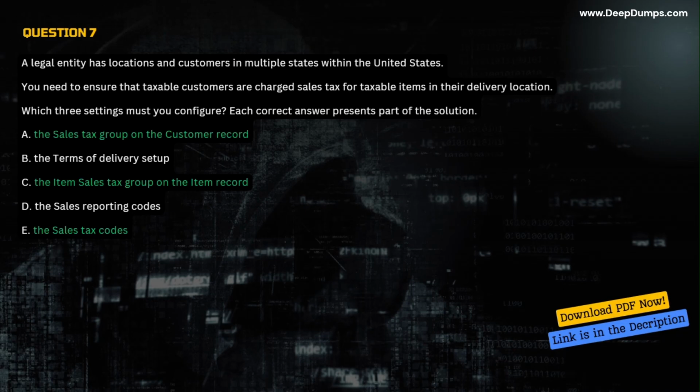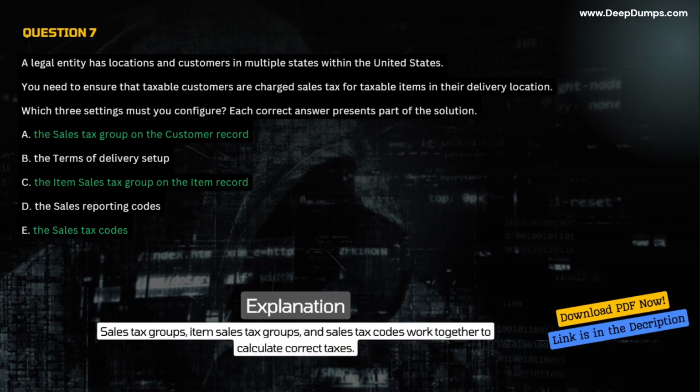Correct answer A, C, and E. The sales tax group on the customer record. The item sales tax group on the item record. The sales tax codes. Explanation. Sales tax groups, item sales tax groups, and sales tax codes work together to calculate correct taxes.